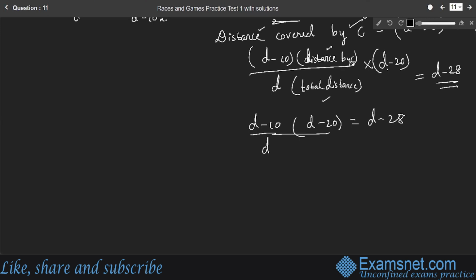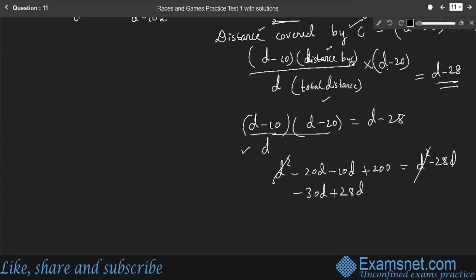Right? So expand this term. So (d − 10)(d − 20), so d² − 20d − 10d + 200 is equal to, take this d in the denominator to the right hand side, it becomes d² − 28d. So we can cancel d² and d². So we have −20d − 10d, which is −30d + 28d + 200 is equal to 0.